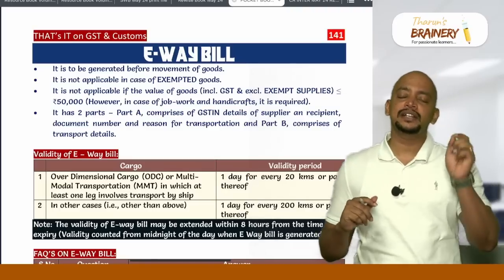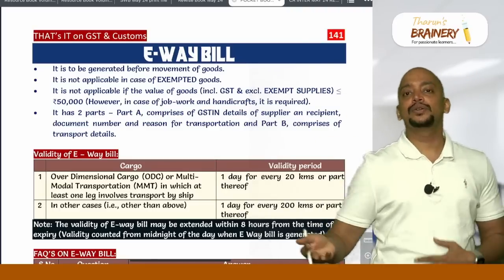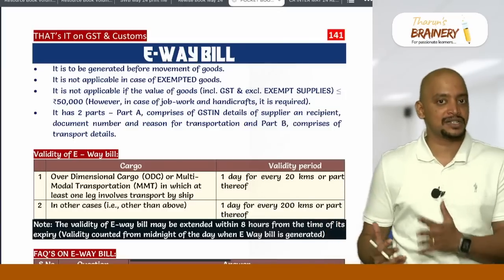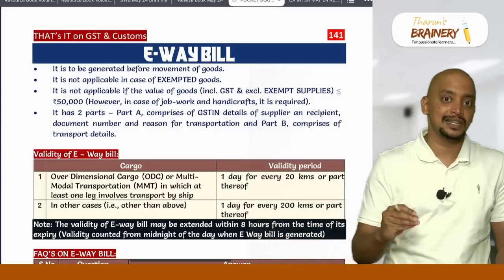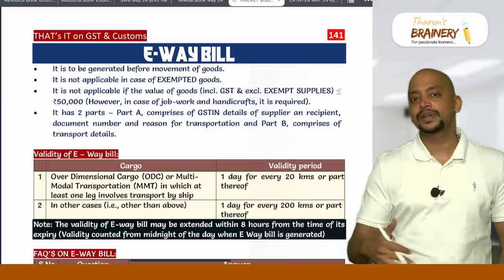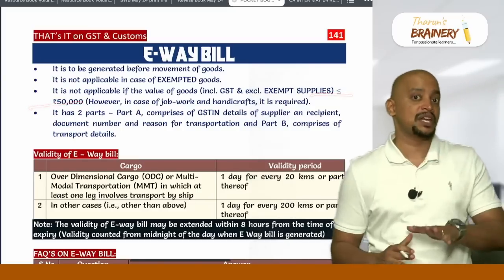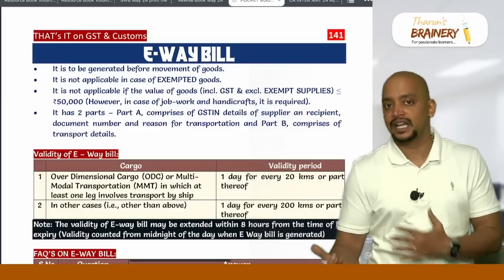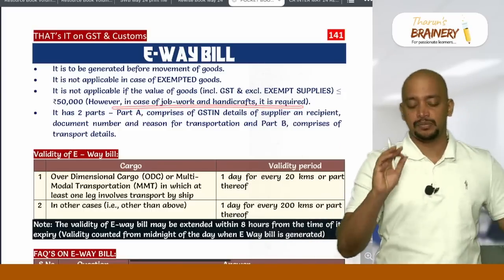But while determining the value of the goods, you need to take the value including GST, but excluding the exempted supplies. Suppose a document contains both taxable supplies and exempted supplies: take out the exempted supplies, see the taxable supplies and add GST. If that exceeds 50,000 rupees, then only e-way bill is applicable. If it is less than or equal to 50,000, e-way bill is not applicable. However, in case of goods sent on job work and in case of handicraft goods, even if the value does not exceed 50,000 rupees, definitely e-way bill is required.